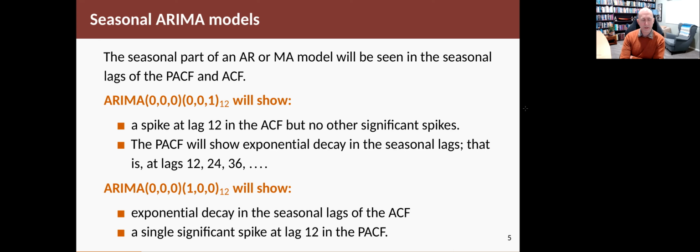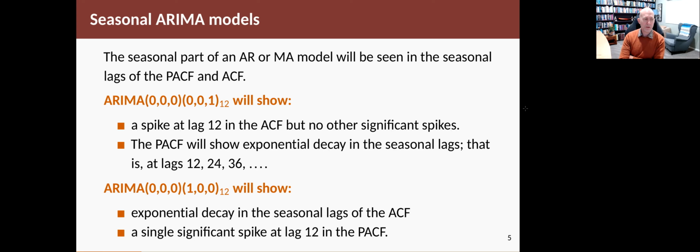Now, just as with the non-seasonal models, you can look at the ACF and guess an appropriate moving average model, or you can look at the PACF and guess an appropriate AR model. You can do the same with these seasonal models, except you only want to look at the spikes that are multiples of the period. So if it's monthly data, you want to look at the spikes at multiples of 12, so 12, 24, 36, and 48. If it's quarterly data, you'd be looking at spikes at lags 4, 8, 12, 16, and so on. And they have exactly the same interpretation.